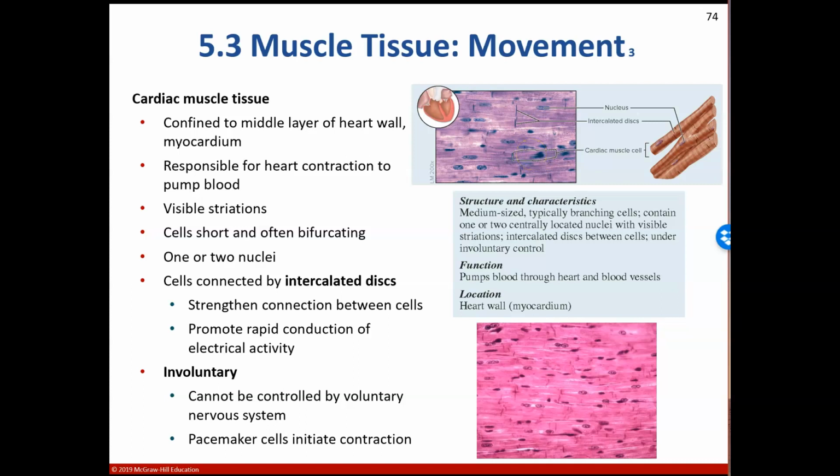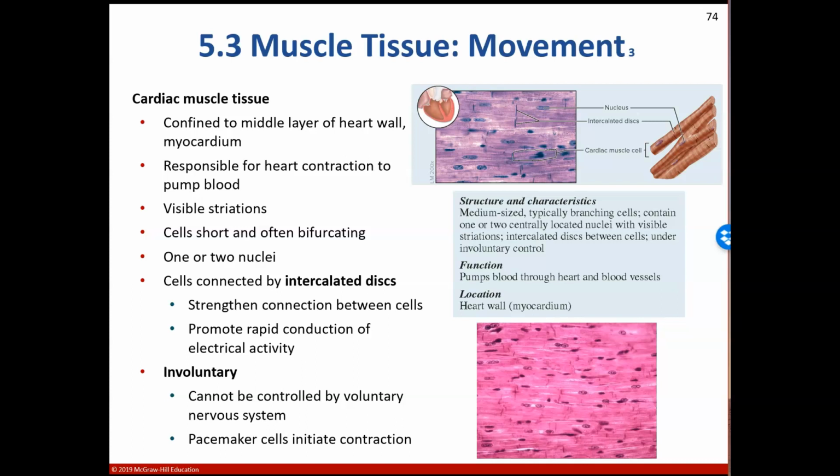And the cells are going to be connected by a special structure known as intercalated discs. So you could see some of these intercalated discs in here. They just look like these short walls almost created between the cardiac cells. And they're there to help strengthen the connection between the cells, and they promote rapid conduction of electrical activity. These cells are going to be involuntary, meaning we can't really consciously control them.